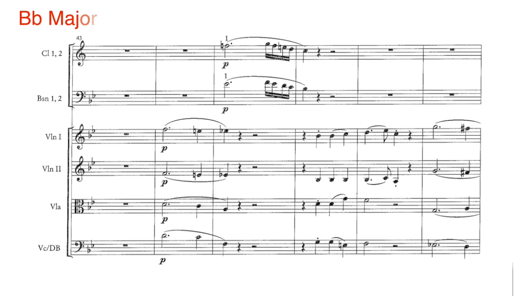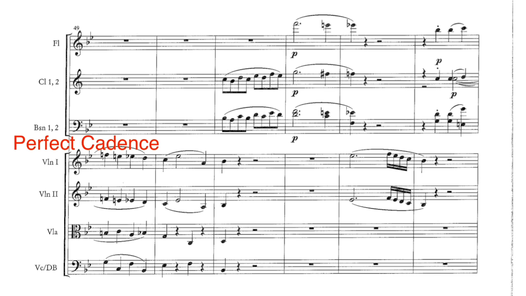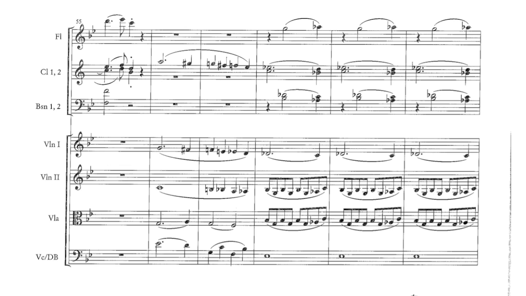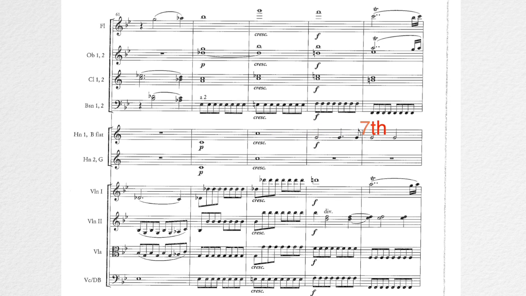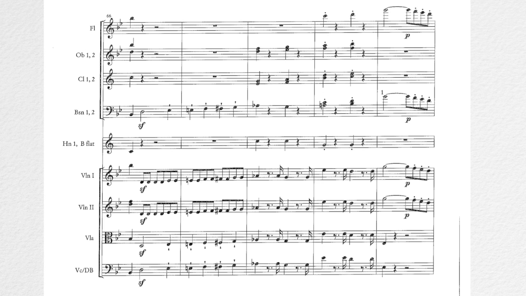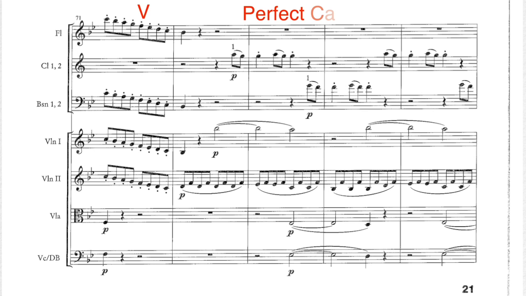The second subject is in the key of B flat major. Here we have an example of a perfect cadence in B flat major. Here, the harmony is a dominant 7th chord in the key of A flat major, but we never reach this key because the music continues to press on. Here we have another perfect cadence in the key of B flat major.